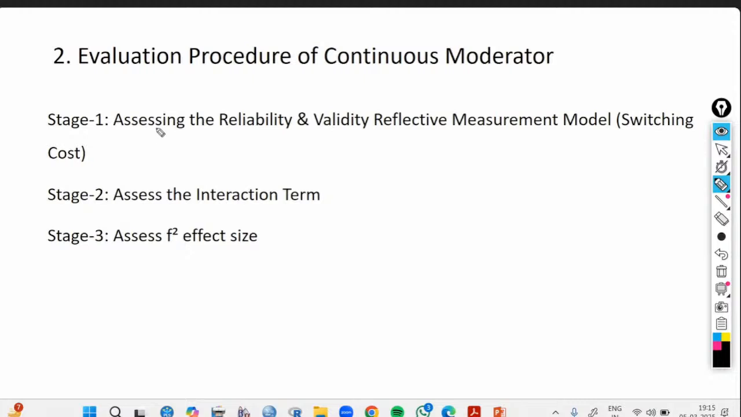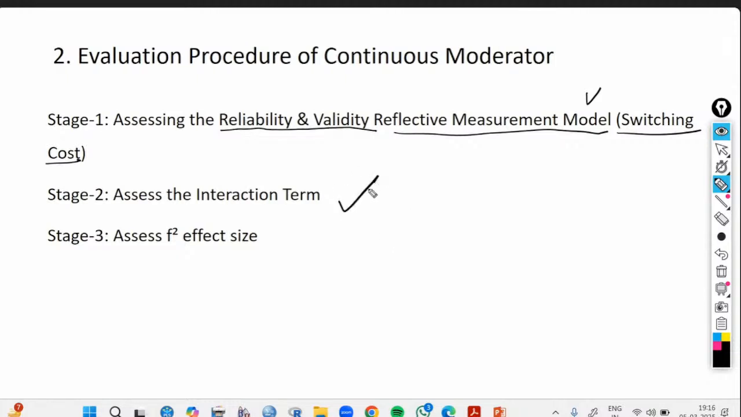moderator, कैसे करना है? First of all we will check reliability and validity of the reflective measurement model, because we are including another construct, that is switching cost. So whether this switching cost variable is reliable or valid or not. So first of all, when we include any construct in our existing model, then we should check the reliability and validity of that model.